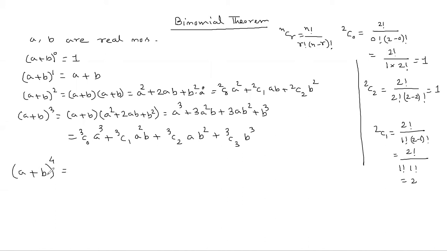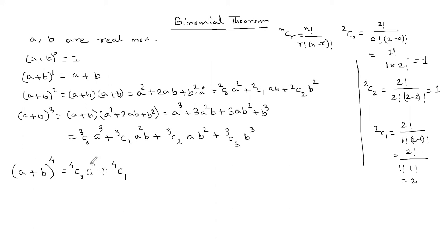So (a + b)^4. So the n value is 4. So the first power of a is 4. So I can write this as 4C0 a^4. After that, it is 4C1.